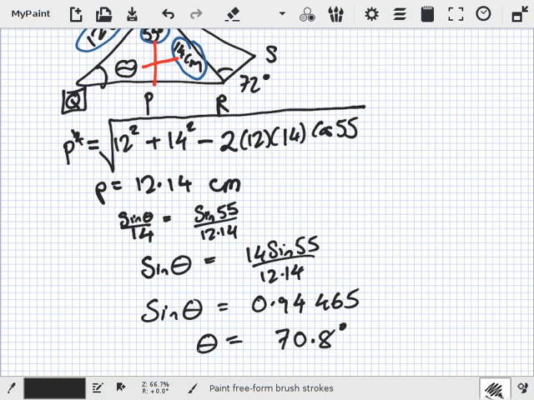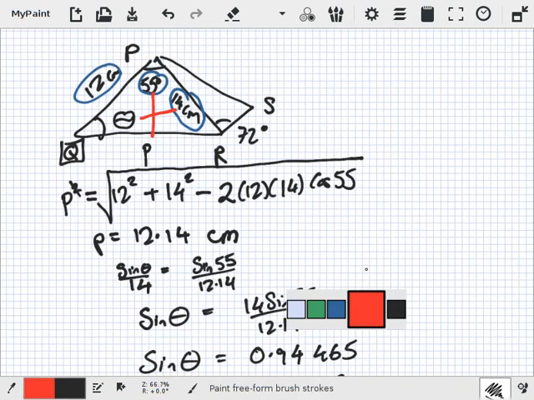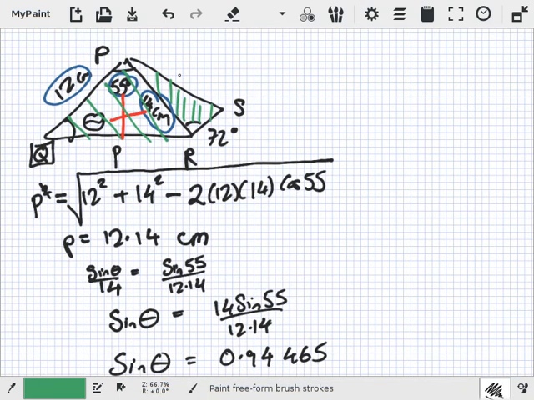Okay, now the last part. They tell us, oh sorry, I'll give you a minute to write this down. Okay? Yeah? Okay, the last part is they tell us that this area is twice as big as this area. So first, let us get this big area.